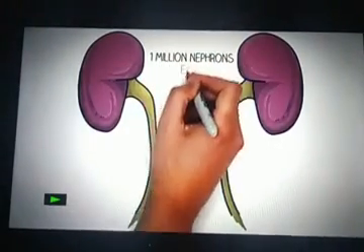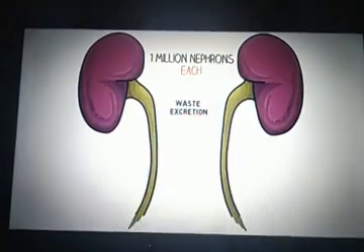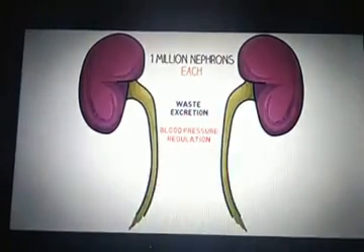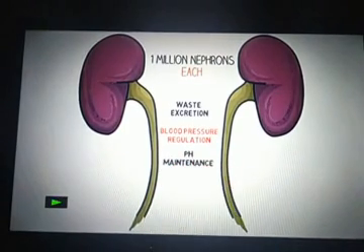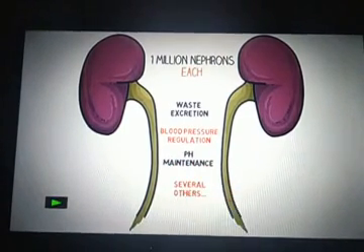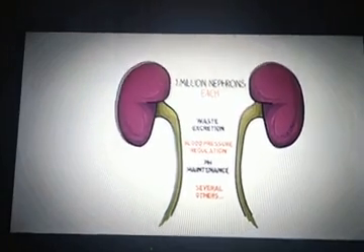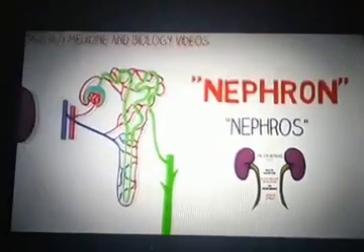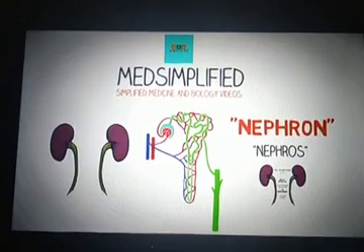Now, there are around 1 million nephrons in each kidney, and they perform some vital functions like waste excretion, blood pressure regulation, pH maintenance, and some other functions also, which I would like to discuss in my next lecture. So here you can see the structure of the nephron and the two kidneys also.